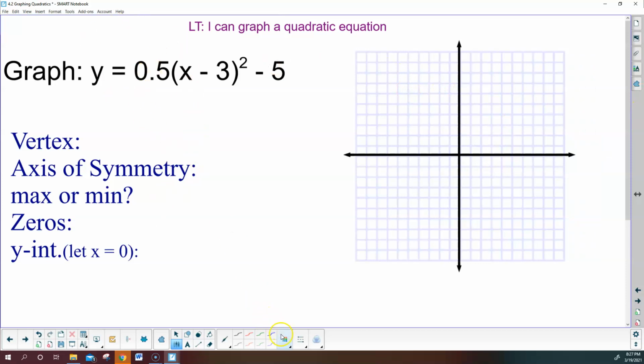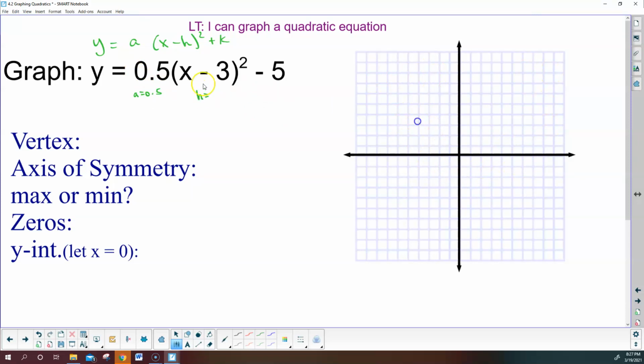So here we go. And again, pause the video whenever you need to write and get caught up. But what do I have? I've got the form of a times x minus h squared plus k. You can see what each value is here. A is equal to 0.5. Notice that's positive, so I automatically know my parabola is going to be opening upward.